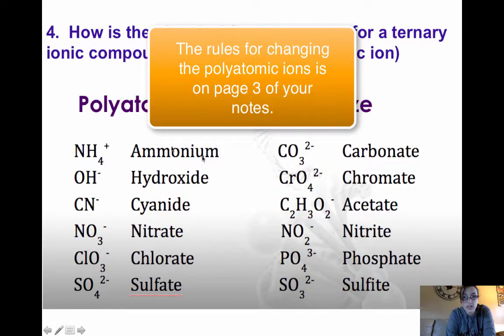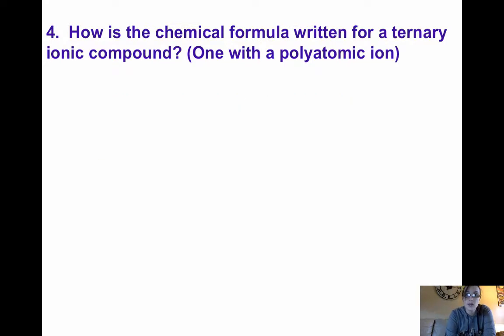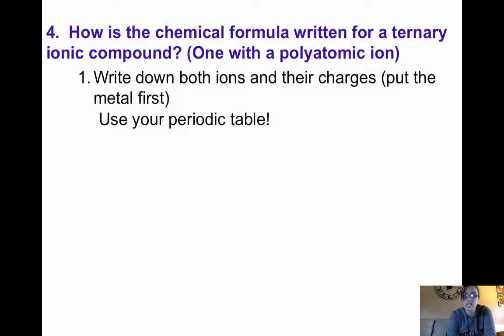Notice that all of them are negative except for one. Ammonium is the only positive polyatomic ion, which means ammonium would come first in an ionic compound. So when it comes to writing the formula, it's going to be the same way that we've been looking at before. The first step is to write down both ions and their charges, and you always put the metal first, or you put the positive ion first.